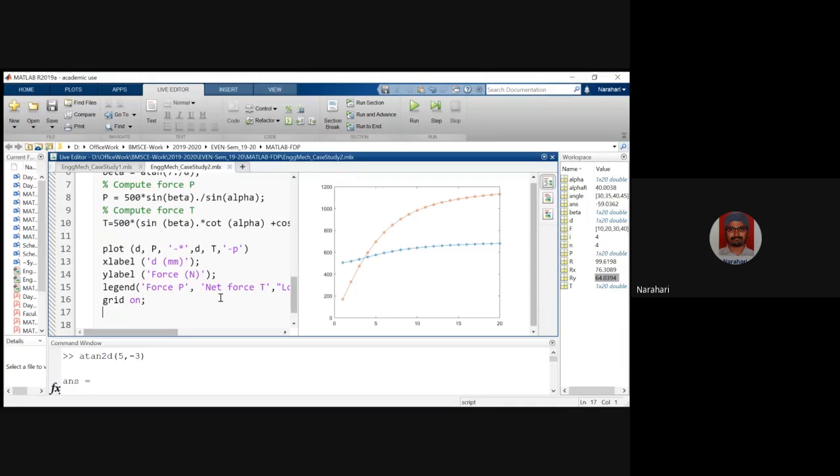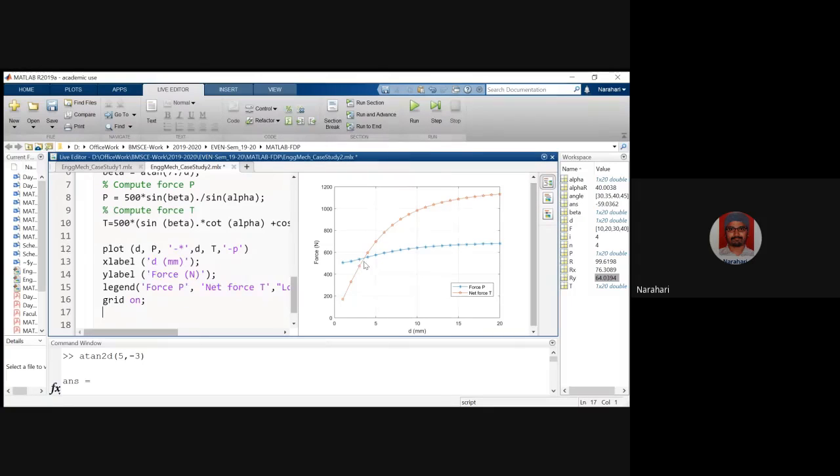These things you have seen since the past 2 days, so I'm not going to explain much about this. Now if I run this, it is probably better to understand. The blue one is force P, red is the net force T. How the distance D affects both P and T can be seen from this graph, right? That's the idea behind it.